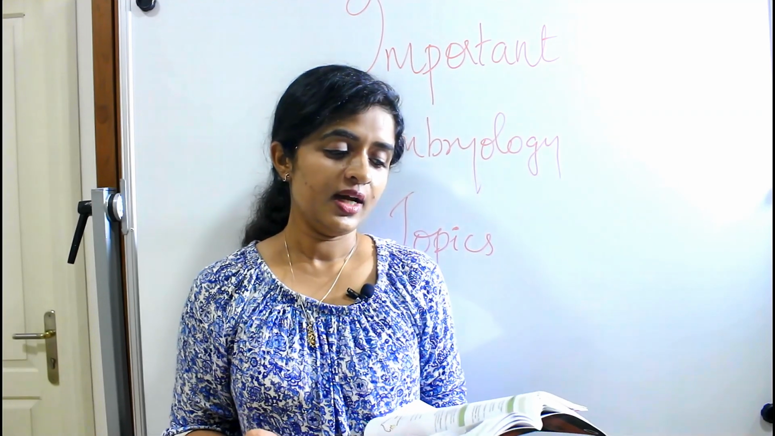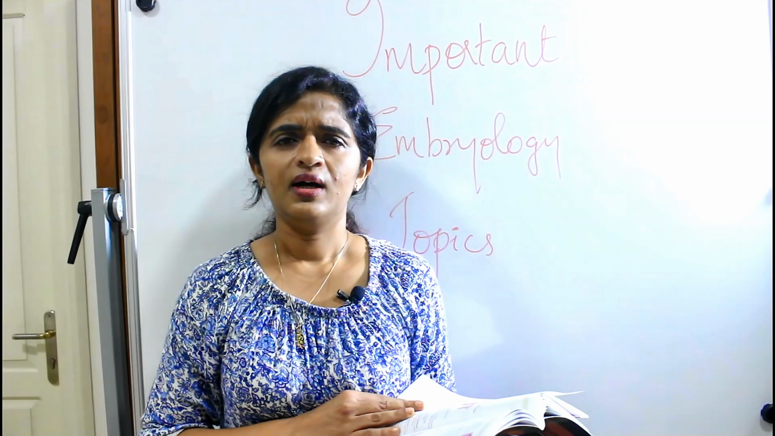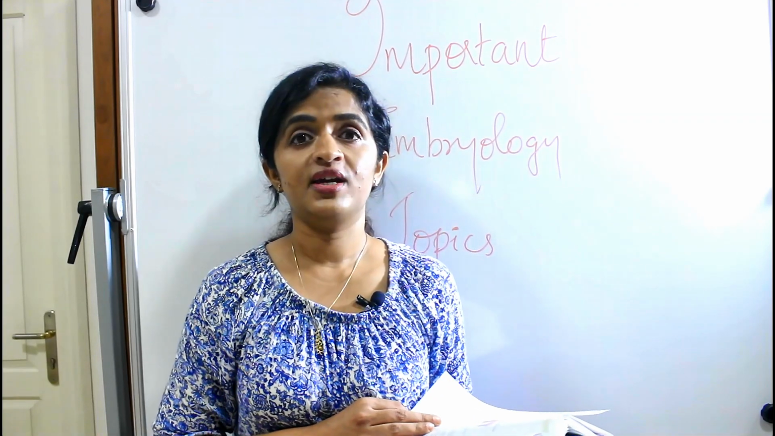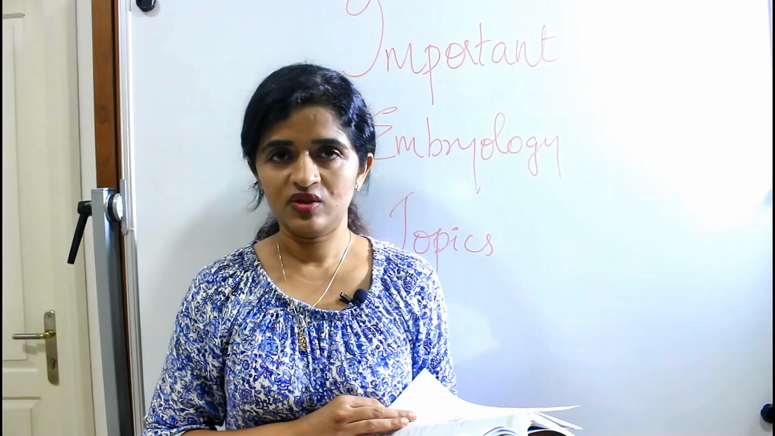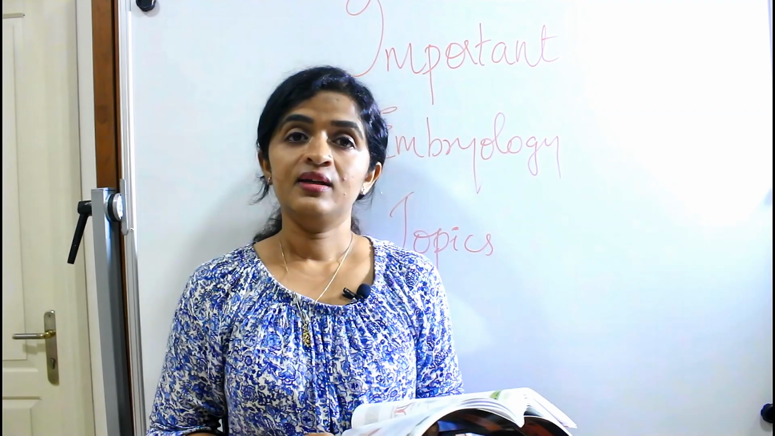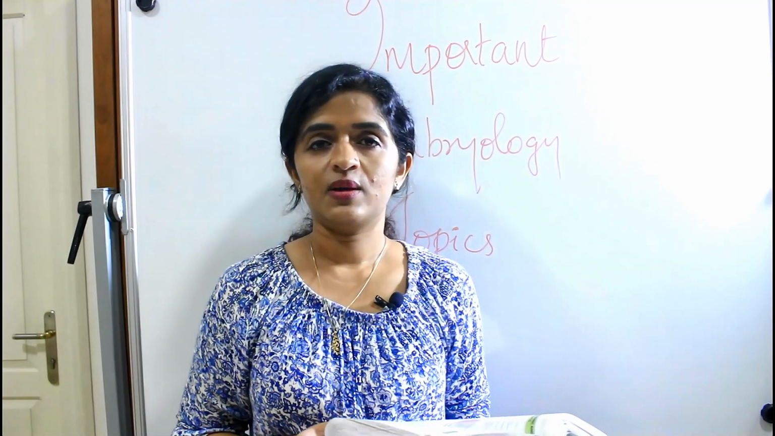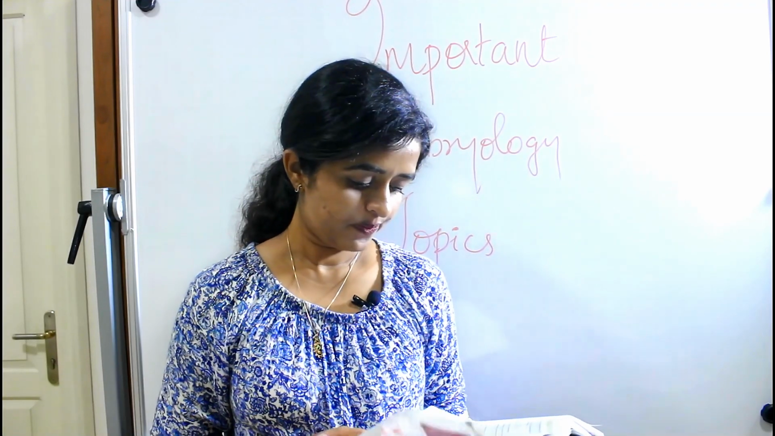Now development of gonads, you have to know the development of both testis and ovary and the derivatives of genital ducts. You know that there are the mesonephric duct and the paramesonephric duct. You need to know the derivatives of each. Then another short note which is asked from this chapter is descent of testis. You have to know that in detail.